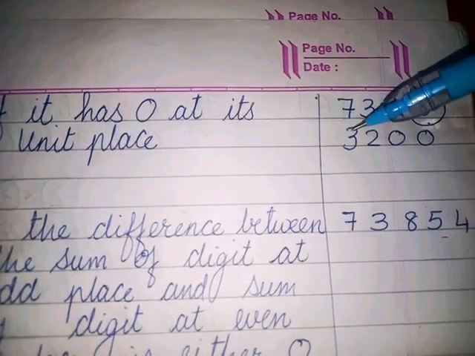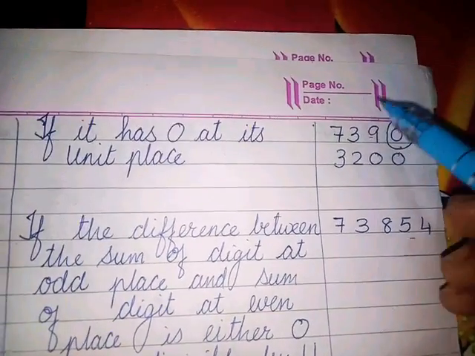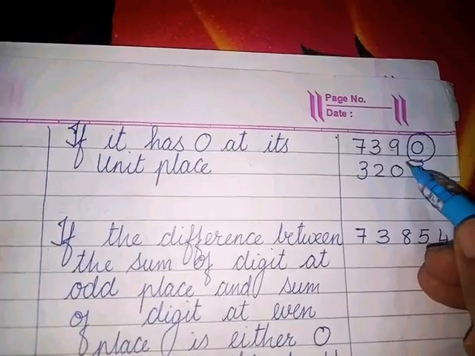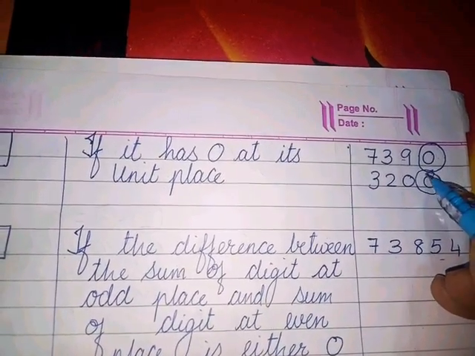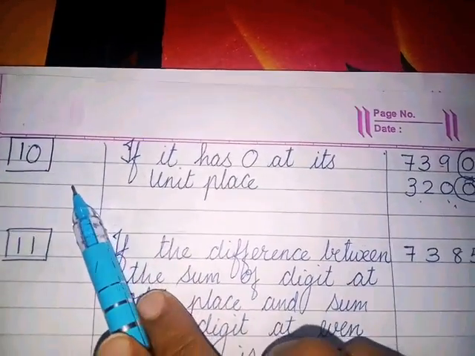Let's take another example. The example is 3200. At the unit place, here is 0. So again we can say that this number is divisible by 10.